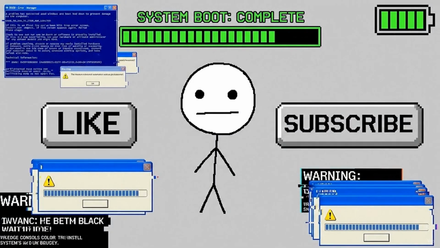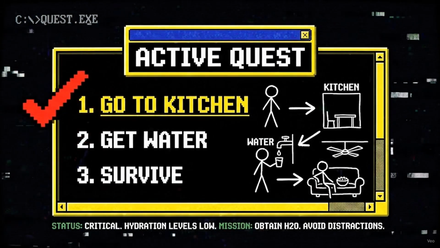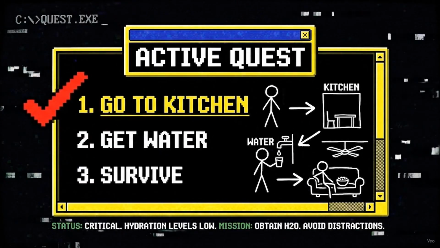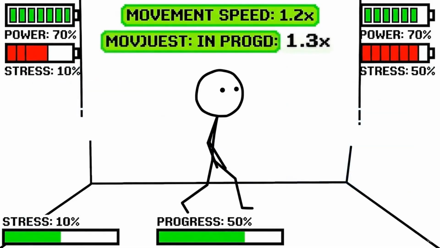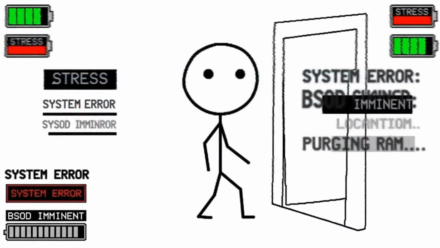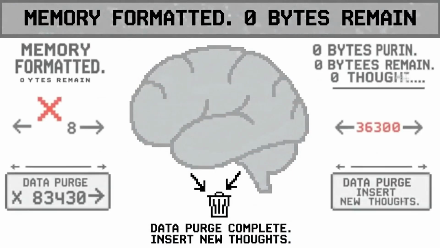Protocol initialized. It is 2 p.m. on a Tuesday, and your hydration level hits a critical low. You generate a simple quest. Walk to the kitchen, acquire water, return to desk. Your legs execute the movement protocol flawlessly. The hallway is clear. The payload is secure. And then, you cross the doorway threshold. Boom! Your working memory is wiped cleaner than a formatted hard drive.